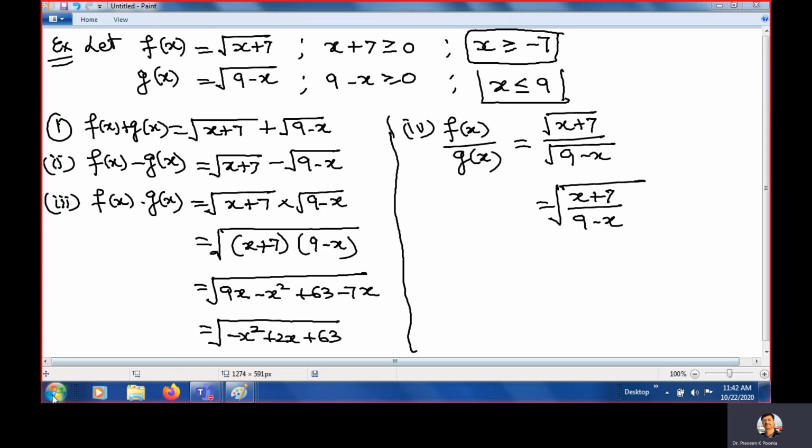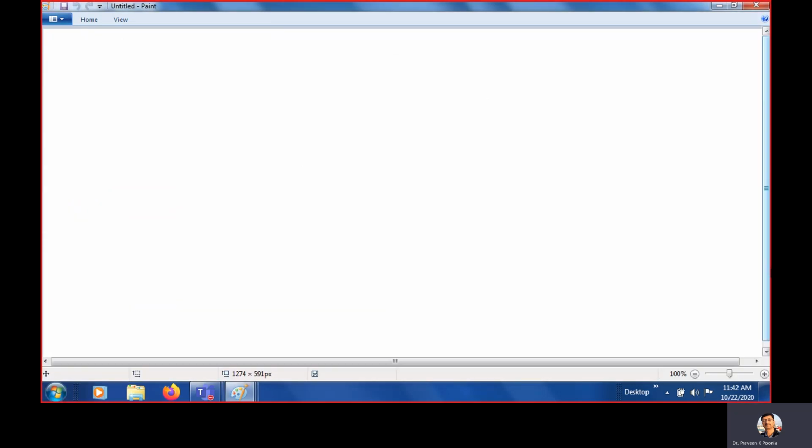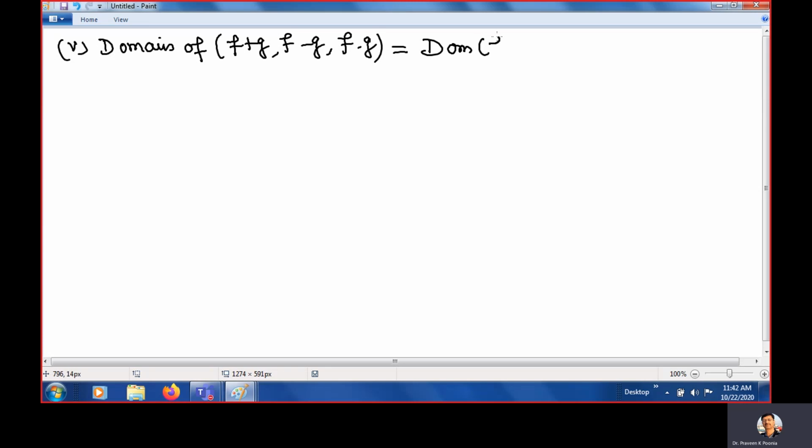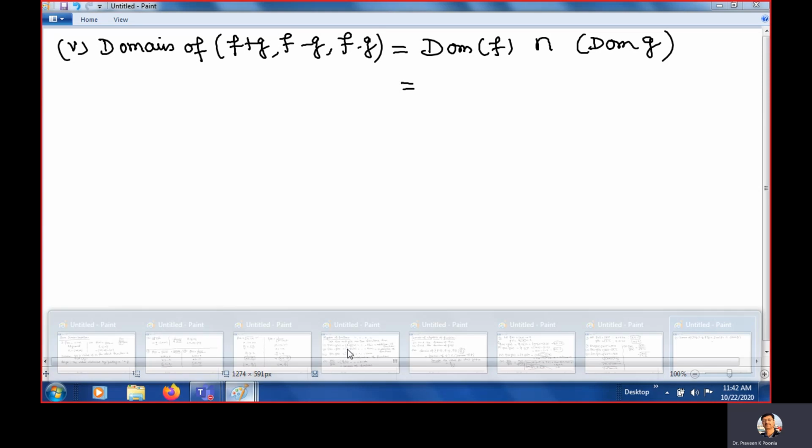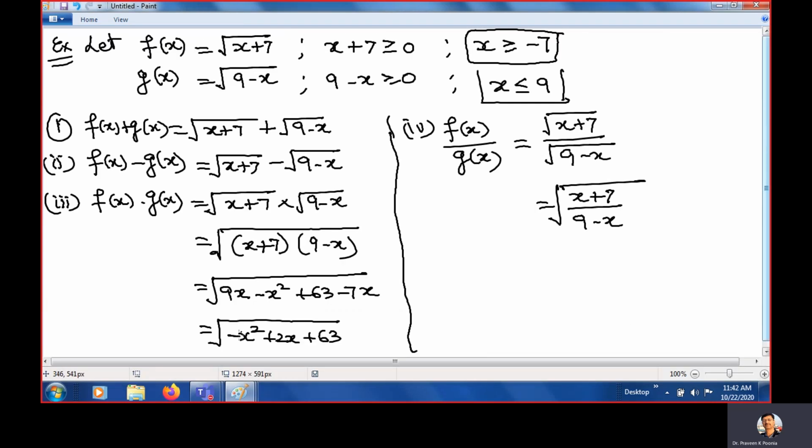But some more things I want to bring into the picture here. What is the fifth option? We will find the domain of f plus g, f minus g and f into g. We will find the domain of the first three. F upon g, we will evaluate later. What is the formula? The formula is domain of f intersection domain of g. What is the domain of f? Let us see the previous slide. The domain of f is x greater than or equal to minus 7.